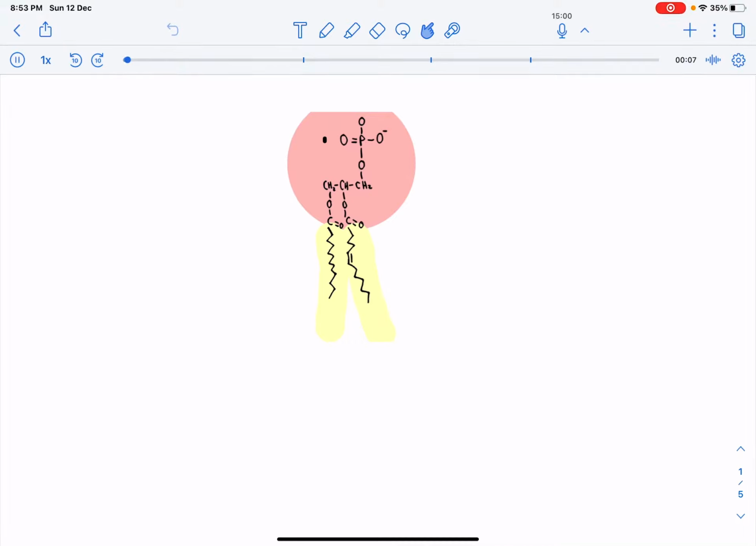Today we are going to discuss the fluid mosaic model. But before that, we should understand the behavior of phospholipids in water.